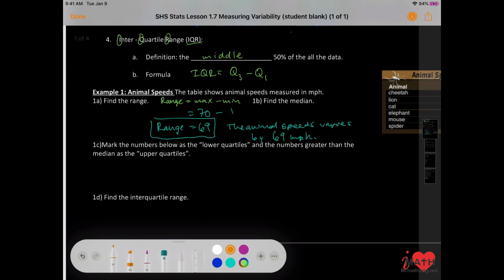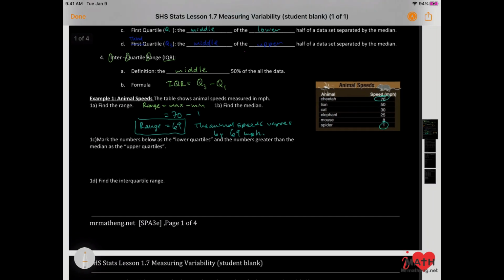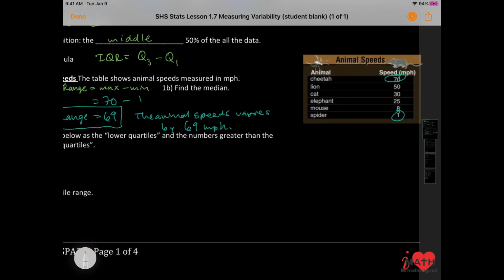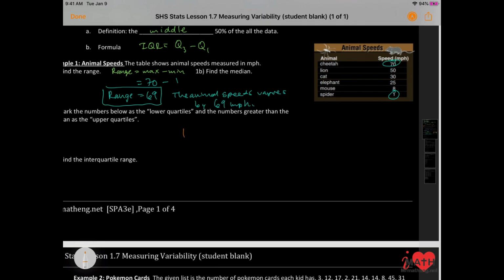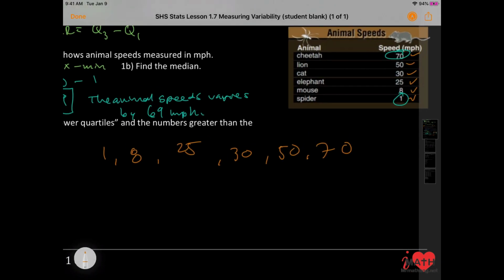Question number 2, find the median. Again, this goes back to what we've done before. I'm going to have to write all those numbers from least to greatest. Let's do it down here since we have a little more space. I'm going to do 1, 8, 25. Let's check them off as we go. 30, 50, and 70. So how many animals are there? 1, 2, 3, 4, 5, 6. There are 6 animals here.